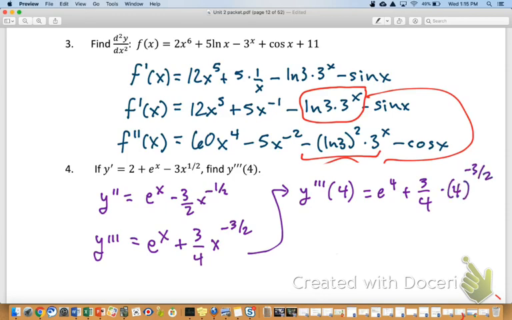Does anybody know what 4 to the -3/2 is? 1 over 8. Thank you, Carson. You know how you do it? You can do it quick. Do the square root of 4. What's the square root of 4? 2 cubed. And then the negative means flip it down. So I would say my final answer would be y triple prime of 4 is equal to e to the 4th plus 3/4 times 1/8 would be 3/32.